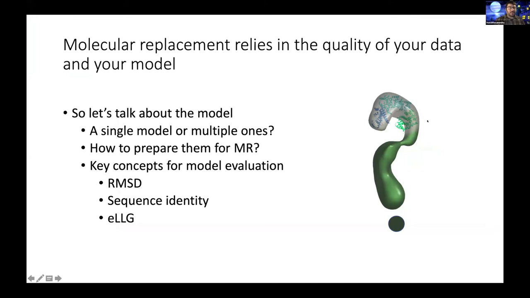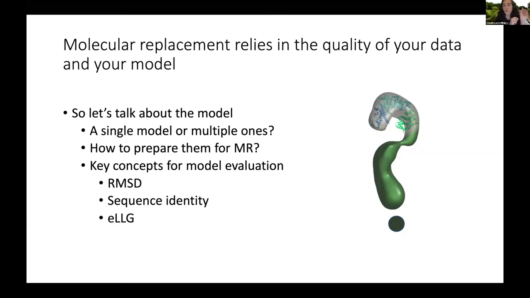Okay, so Randy has spent some time telling you about molecular replacement in general, and in particular in Phaser with maximum likelihood. And he has also pointed out already the fact that there are two very important aspects for molecular replacement: one of them is the data, and this is the one Airlie will discuss later, and the other one is your model. So in this short talk, we're going to be talking about the model, about the different questions we might have, like whether to use a single model or maybe multiple ones, as we will see in the form of ensembles. How should we prepare them for molecular replacement?